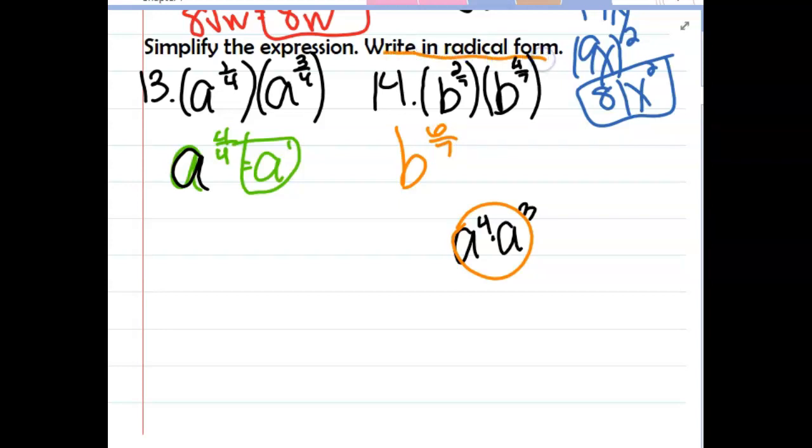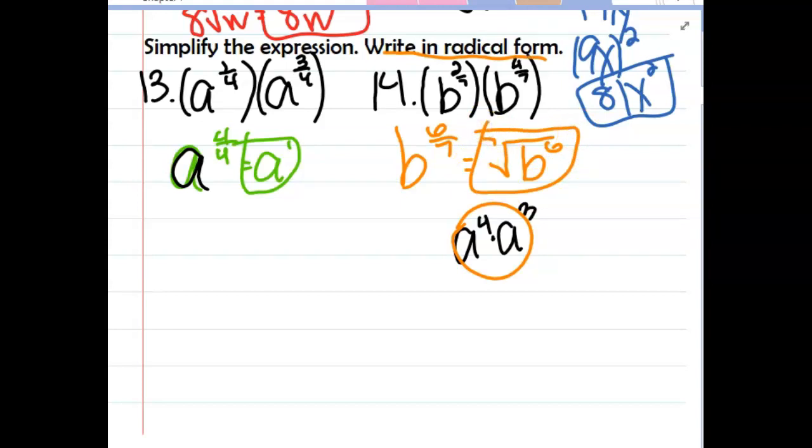Now the directions say write in radical form. So then we're going to write a radical. The b goes underneath the radical sign. And then remember, it's exponent over index. So it's going to be b to the 6th, and it's going to be the 7th.